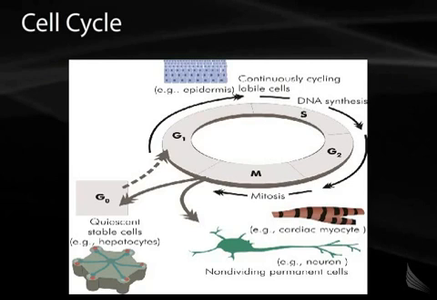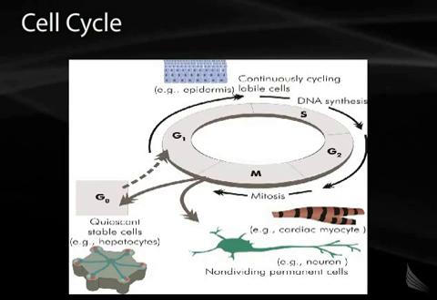Here's a diagram of the cell cycle. Quiescent cells live in G0. When a cell needs to divide, it will enter G1, which is a growth phase, and then it will enter S phase, or the DNA synthesis phase. After DNA has been replicated, the cell will enter G2 phase and then enter mitosis. It's during this phase that the cell will divide into two separate cells.